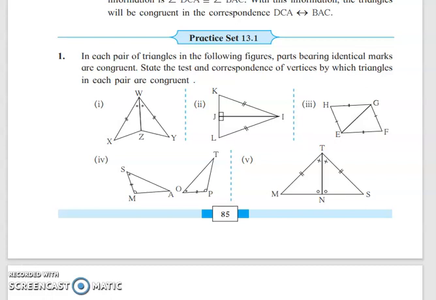Chapter number 13, practice set 13.1. First question: given that in each pair of triangles in the following figure, parts bearing identical marks are congruent. State the test and correspondence of vertices by which triangles in each pair are congruent.